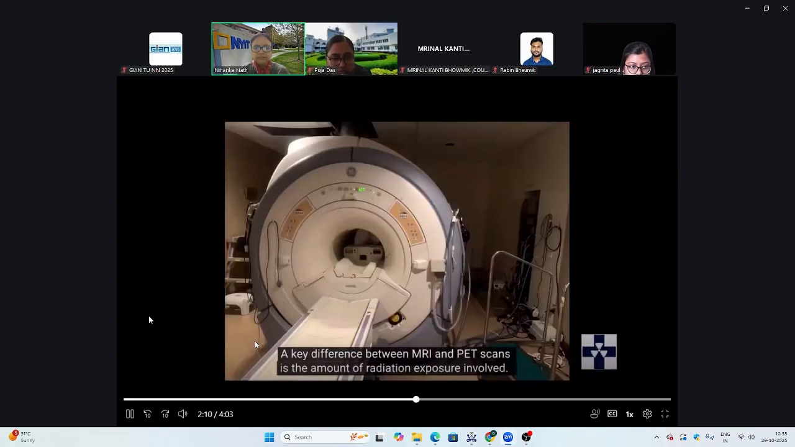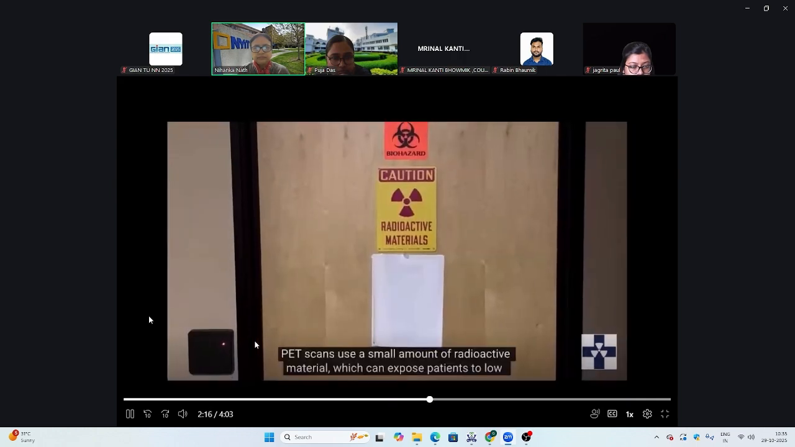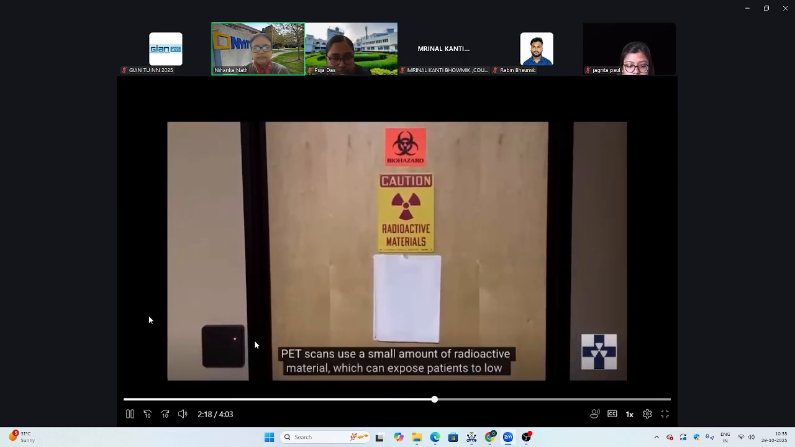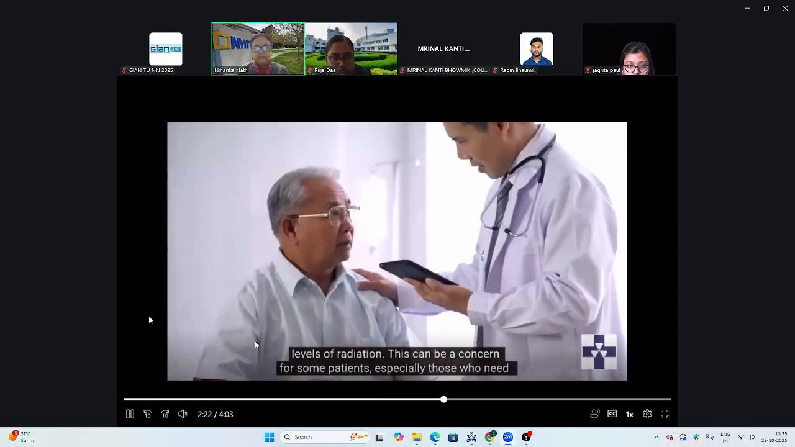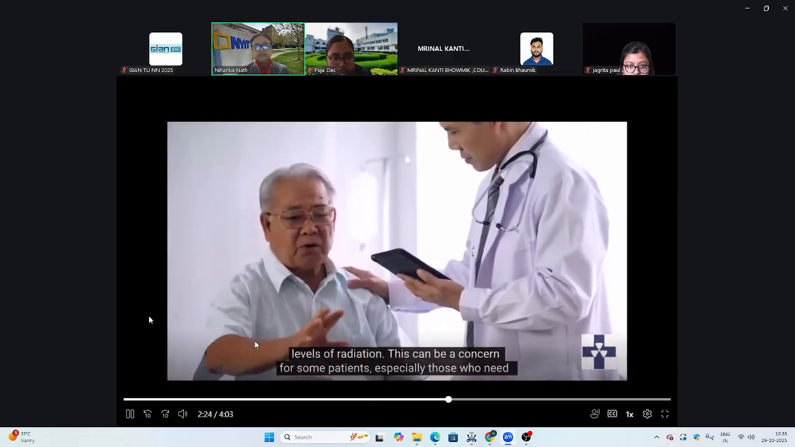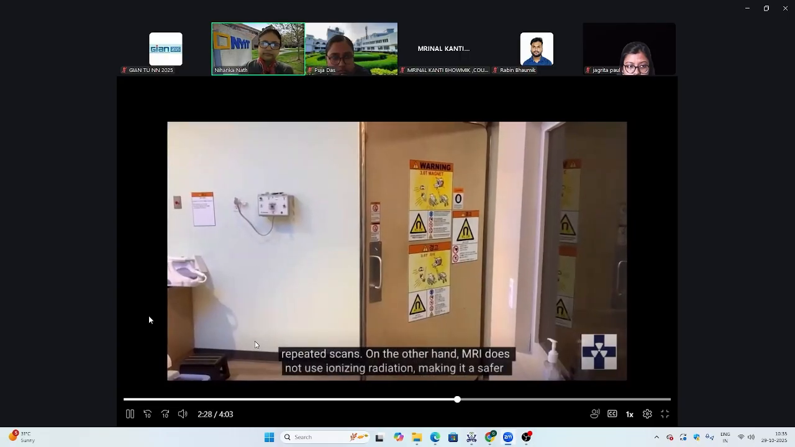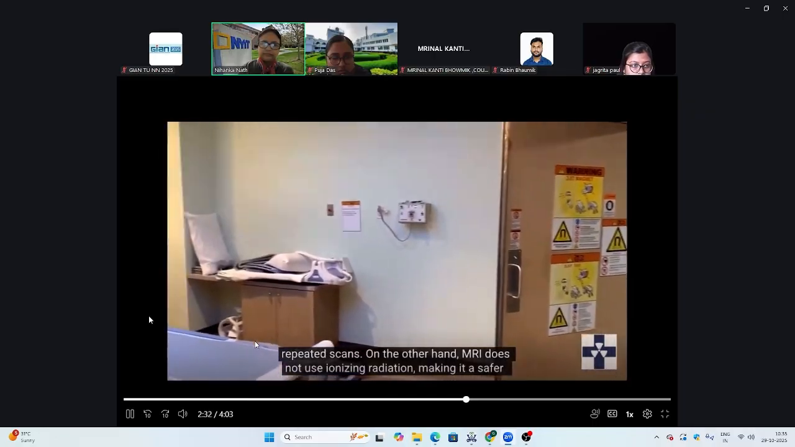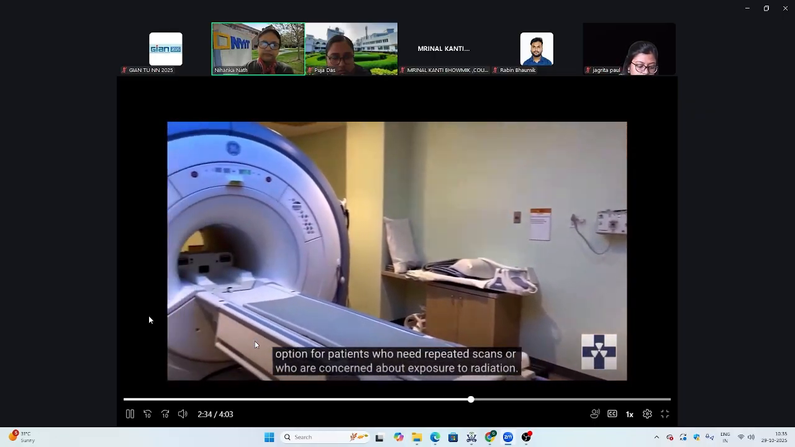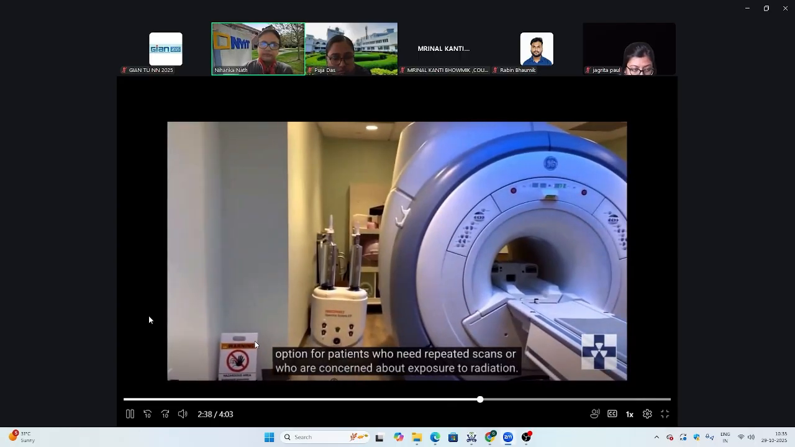This can be a factor for patients who have limited time or who may experience anxiety or claustrophobia during scans. A key difference between MRI and PET scans is the amount of radiation exposure involved. PET scans use a small amount of radioactive material, which can expose patients to low levels of radiation. This can be a concern for some patients, especially those who need repeated scans. On the other hand, MRI does not use ionizing radiation, making it a safer imaging option for patients who need repeated scans or who are concerned about exposure to radiation.